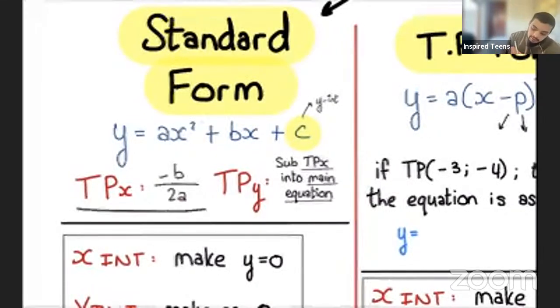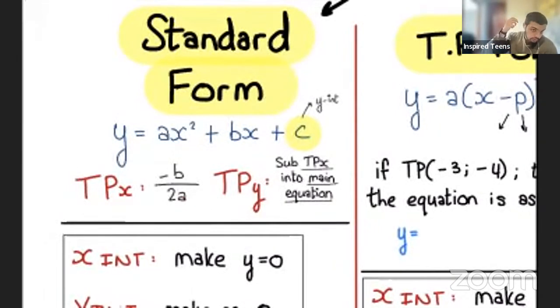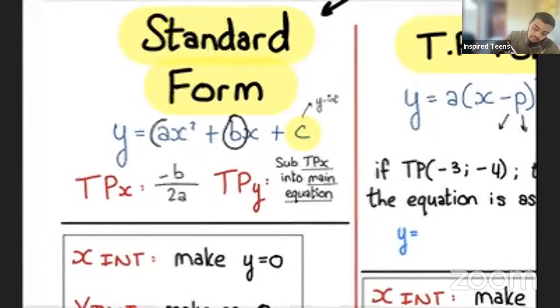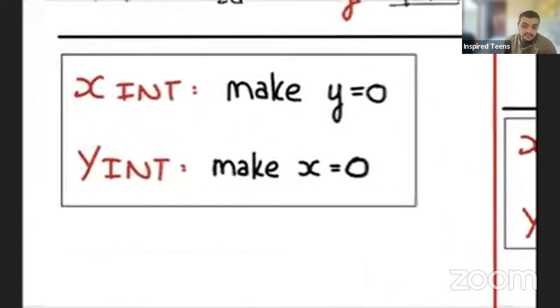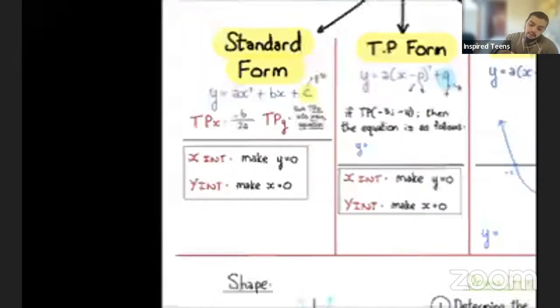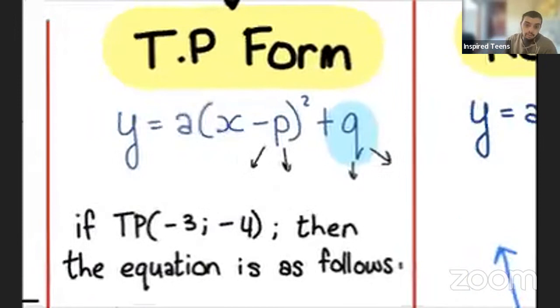The turning point x, how do we get it? By saying negative b over 2a. So we take this b negative over 2 times that a to get the turning point x. Once we have the turning point x, we substitute it into the main equation to get turning point y. So this is in standard form, ax squared plus bx plus c. That's how we get the turning points in that form. For the y-intercept and x-intercept, you make x and y 0 respectively.